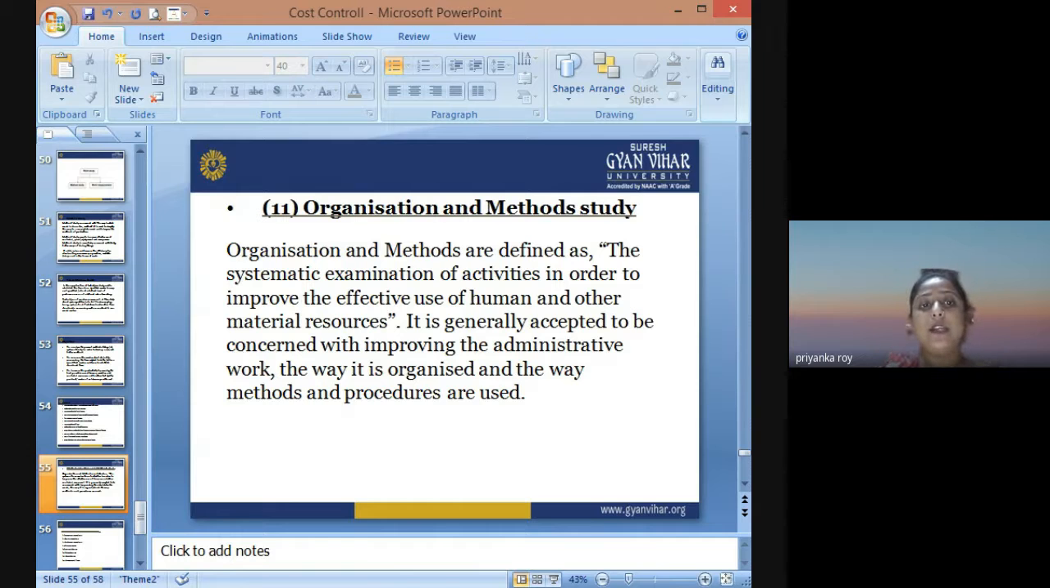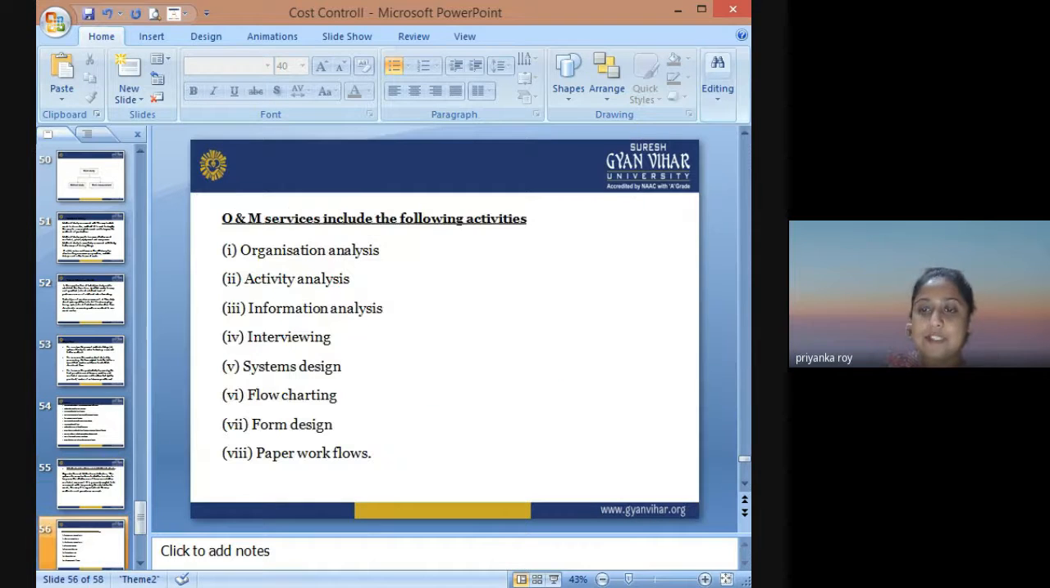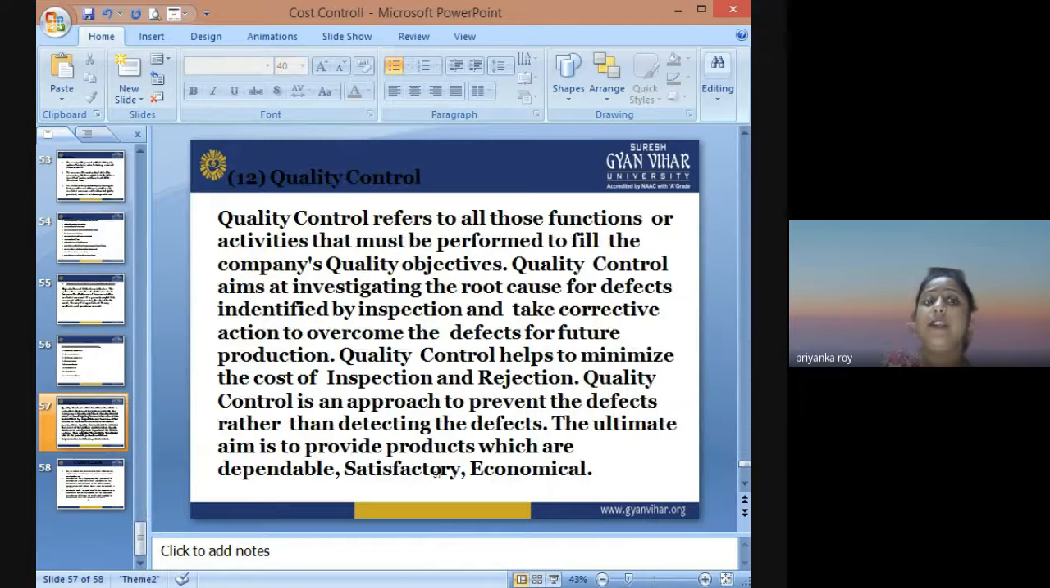Organization and method study is the systematic elimination of activities in order to improve the effective use of human and material resources. Okay, so it is basically to eliminate the activities which are not necessary and improve human efficiency. Now, the services include the following activities: organization analysis, activity analysis, information analysis, interviewing, system design, flow charting, form design, paperwork, and so on.